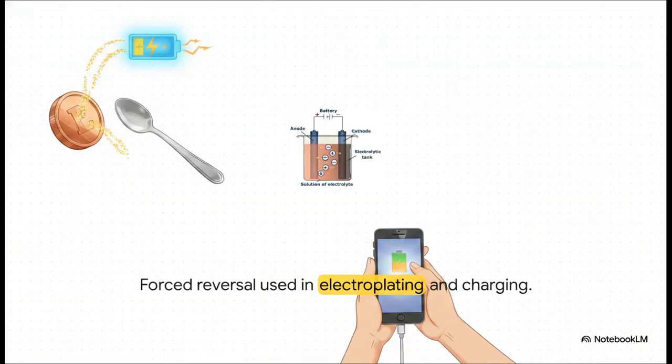Now, why on earth would we go through all this trouble to run a chemical reaction backwards? Because this forced reversal is incredibly useful for industrial manufacturing. What you're seeing here is an electrolytic tank. By submerging a metal object and applying that external current, we purposefully force metal cations out of the solution to reduce and deposit as solid metal right onto our object. That's electroplating. It's how we plate things with copper, silver, or gold. And hey, it's also exactly how we recharge our lithium-ion batteries every single night.